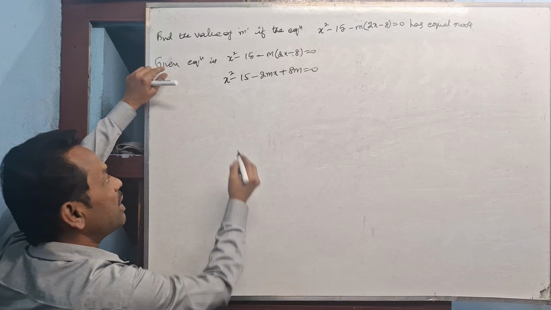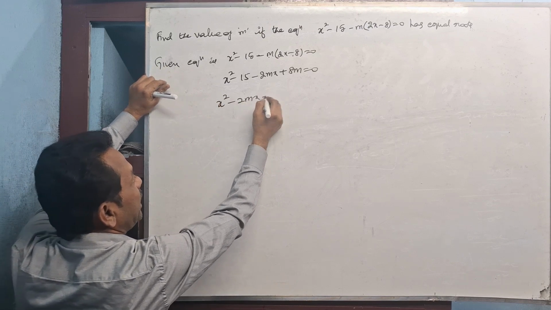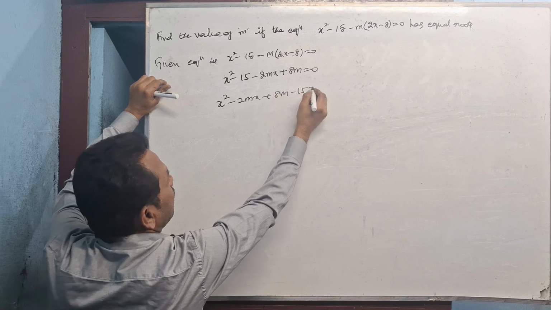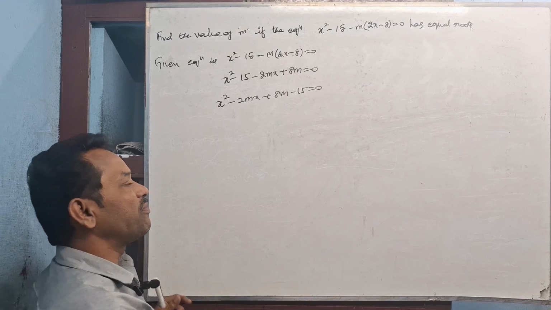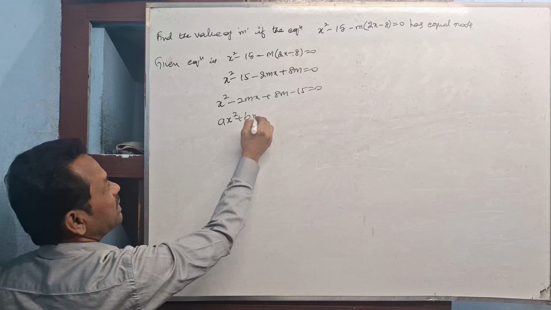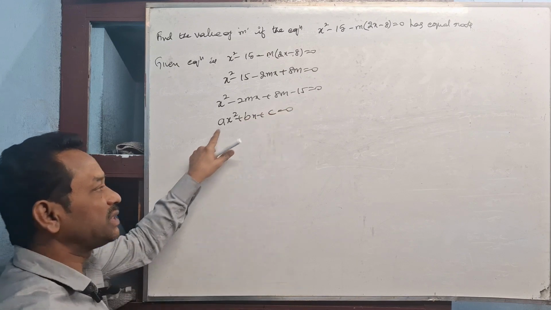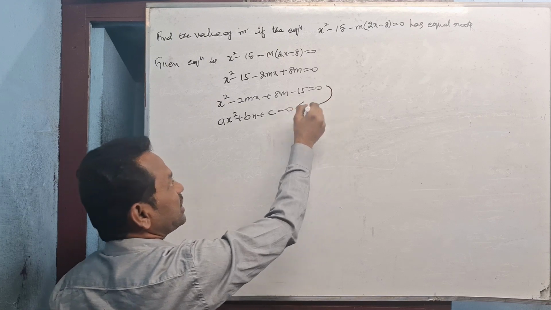So let me write in order. First I'll take the x square term, next the x term, 2mx, and the remaining 8 as the constant. I'll take it last. Now, let me compare this with the standard form of the quadratic equation, ax square plus bx plus c equal to 0. Now, this is the standard form of the quadratic equation. Let me compare our equation with the standard form.